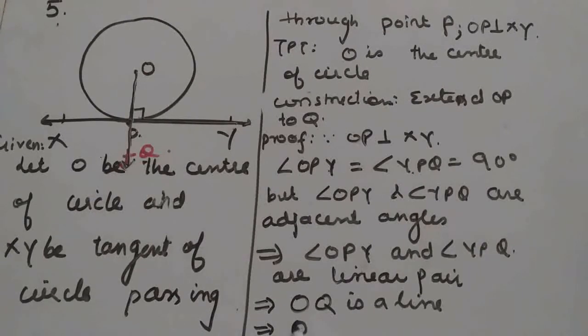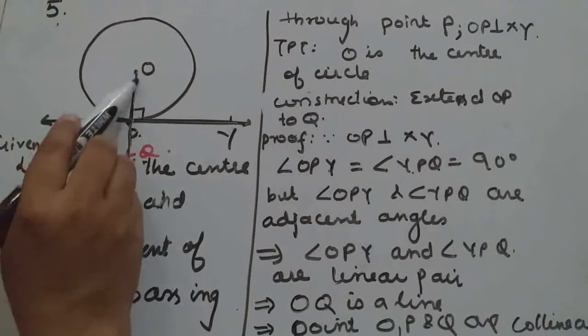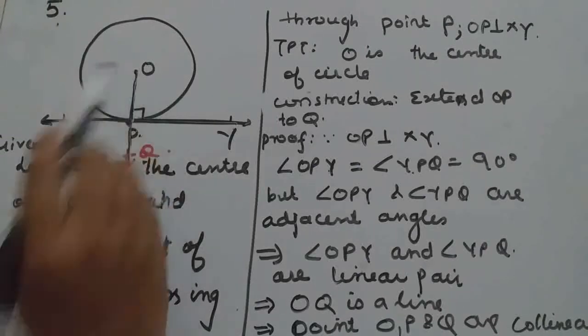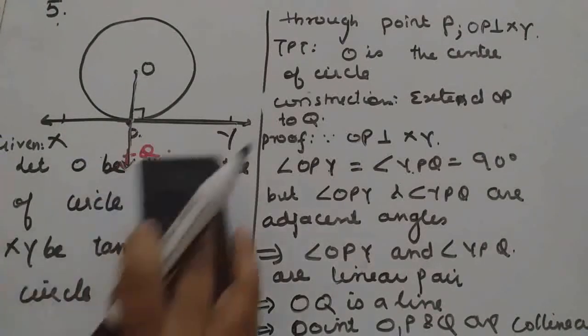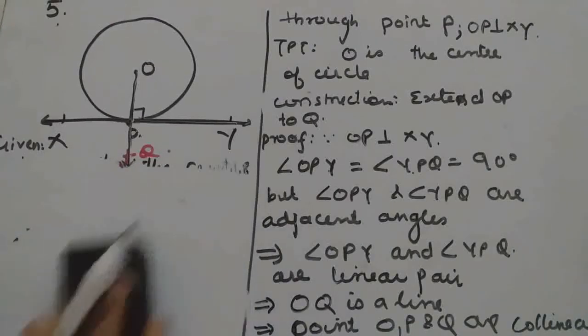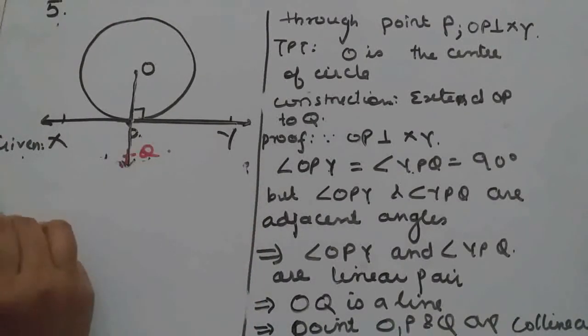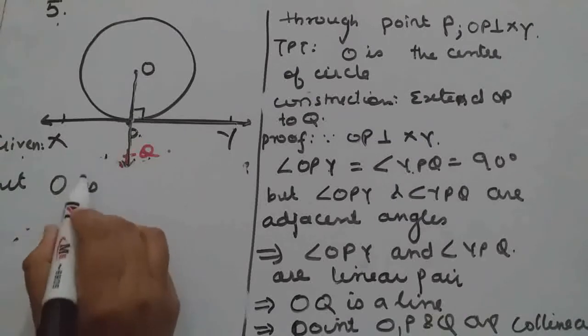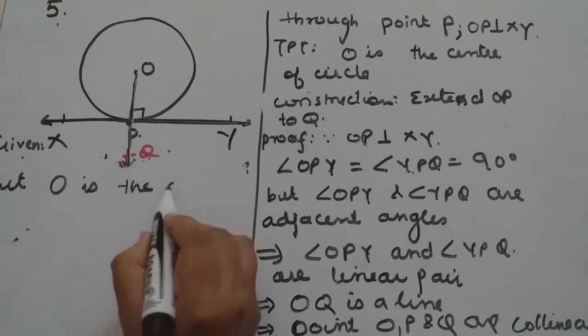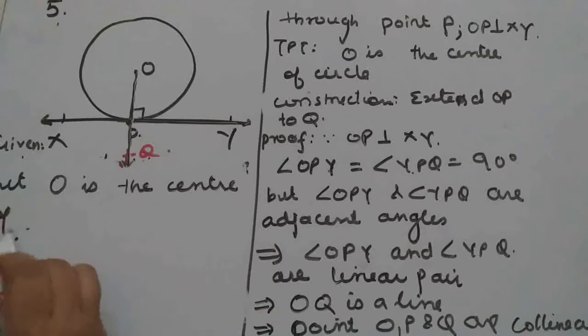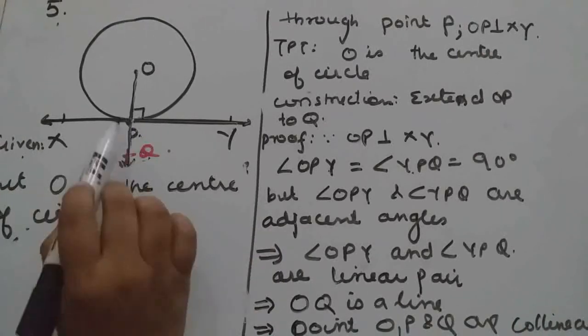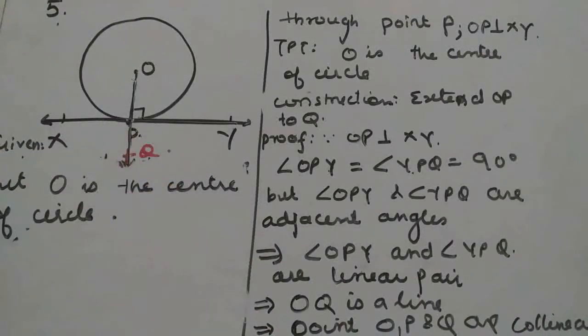Therefore, points O, P and Q are collinear. Collinear means on the same line. Okay, these three points are on the same line. But O we have supposed as the center of the circle. O is the center of the circle. So we proved here that the perpendicular passes through the center.